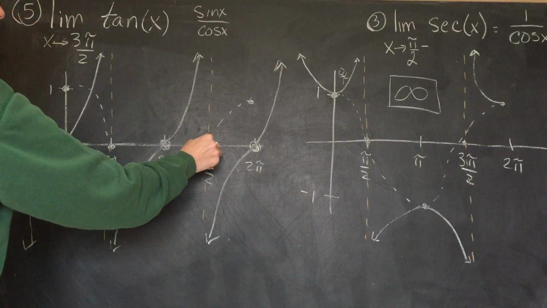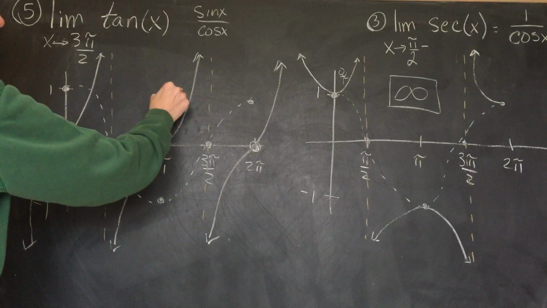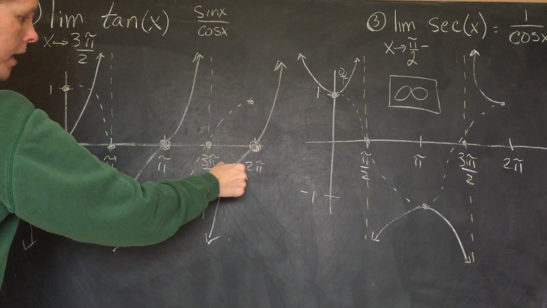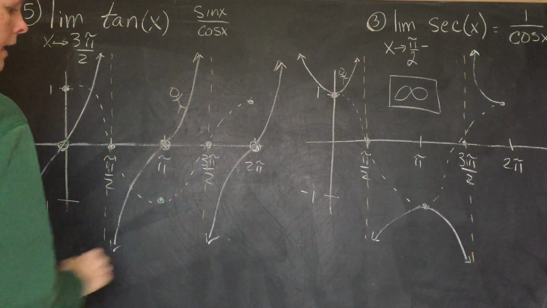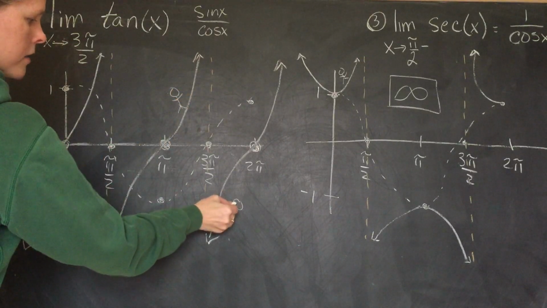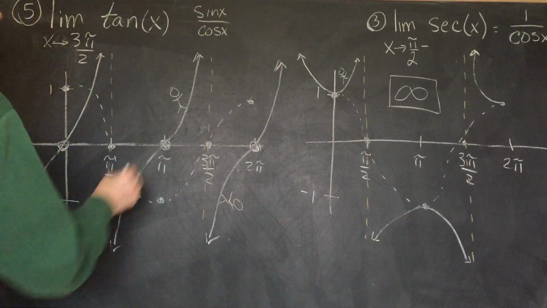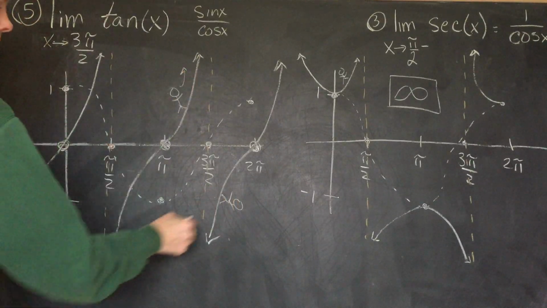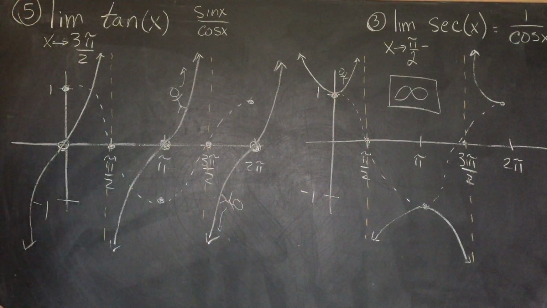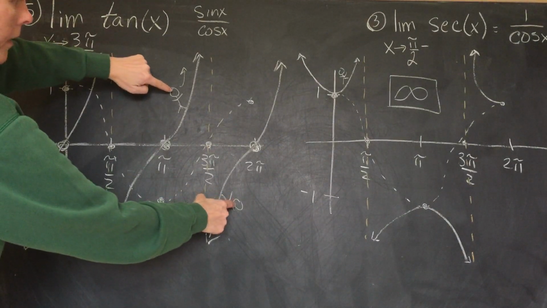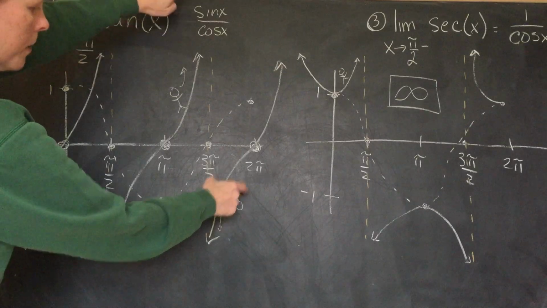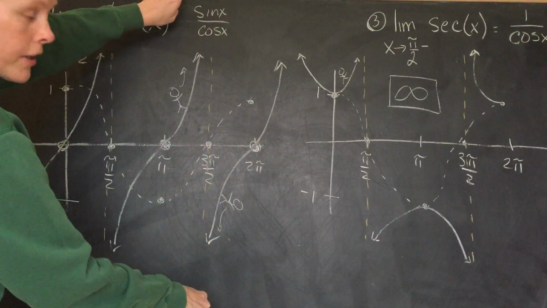So at 3 pi halves, we have to look at it from the left. We have to look at it from the right. So if I put myself to the left on this curve, and I put myself on the right on this curve, well, this one I'm walking up, this one I'm walking down the closer I get to 3 pi halves. So am I ever going to meet up here? These two little guys here, one's going up, one's going down. They're never going to meet.